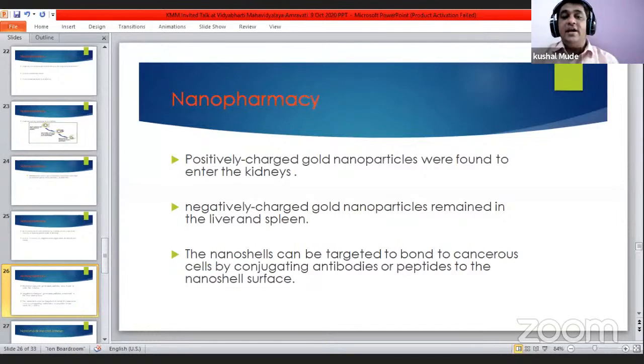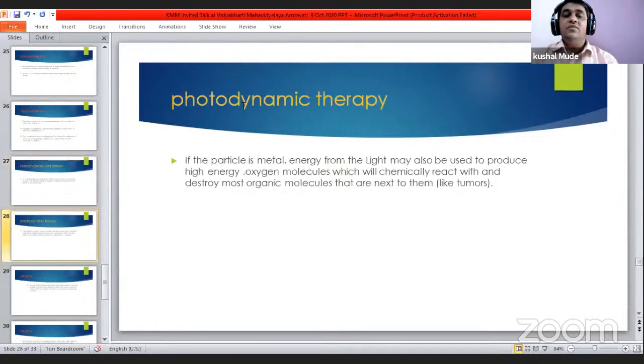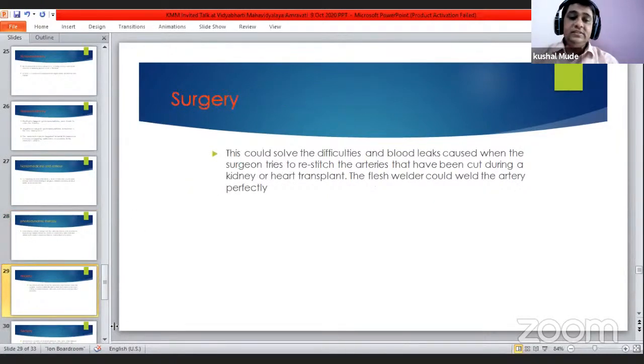Okay, nano cells can be targeted to bond to the cancerous cells by conjugation. Okay, these are the things here. In nanomedicine, irradiating the area of the tumor with an infrared laser passes through the flesh to the cancerous cells, and that is unharmful to the others. This is photodynamic therapy, in the context of chemotherapy, but many therapies are coming up as far as how to overcome cancer and not harm the rest of the cells.